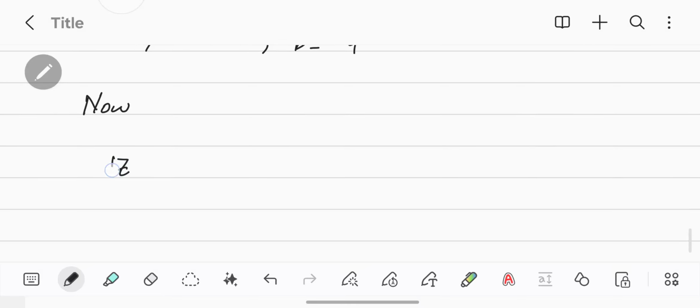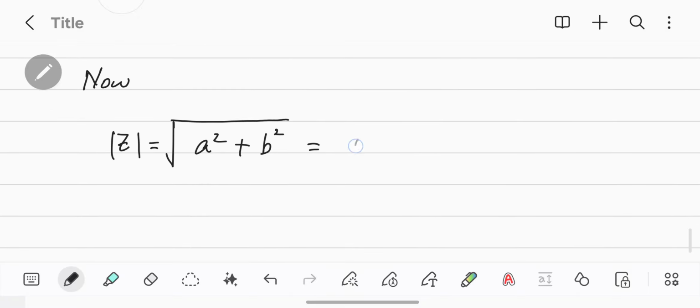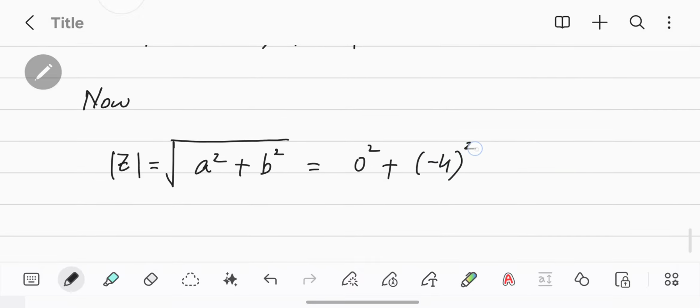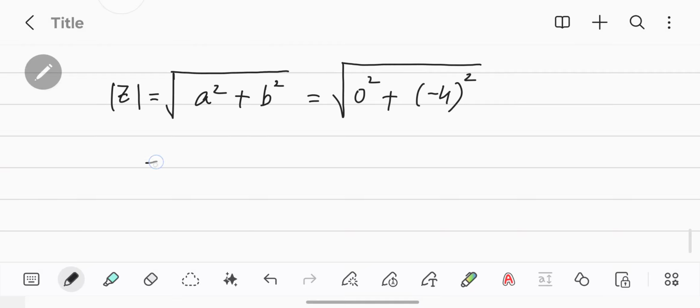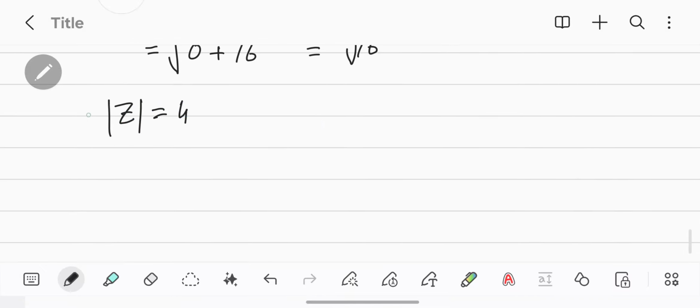What is the modulus of the complex number? It's just the square root of the square of a plus the square of b. If I plug in the values, square of a means square of 0, plus square of b means square of negative 4. Square of 0 means 0, and the square of a negative number is always positive, since the square of 4 is 16, so I will write 16 here. So 0 plus 16 is 16. Square root of 16 is 4. So the modulus of z is 4.